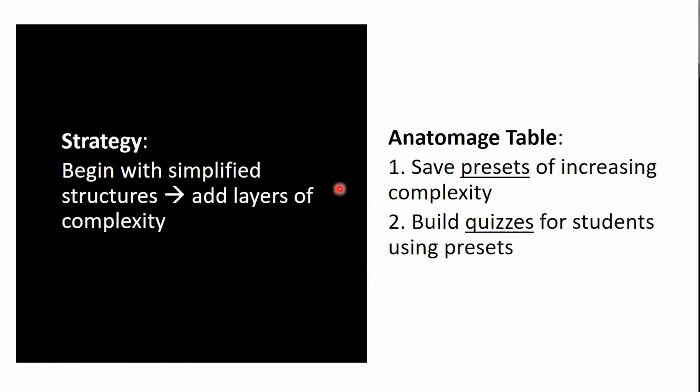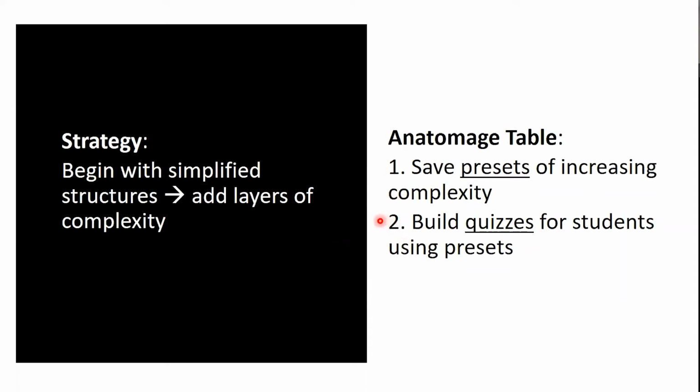So strategically, one of the things I want to show you that I've been doing and still playing around with and learning with is to start with simplified structures and then sequentially add different layers of complexity. And so I'm going to show you a couple of examples of that. On the table, getting around on the table, what that's going to look like is setting up a series of presets. So the presets, if you've used the table, you know these are preset selections of anatomy that you can save on the table and then go back to whenever you want to.